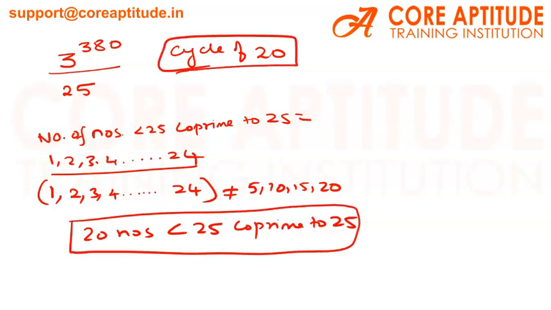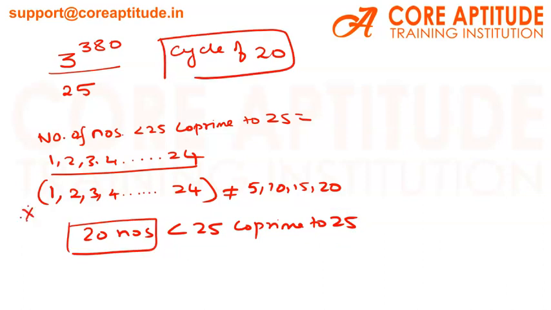So this is one way of finding the number of co-primes, and you got the cycle of 20. Again, this method is not efficient because I cannot manually count the number of co-primes for a number. So I need a better method. What is a better method? Can you write 25 as a prime factorization? The prime factorization of 25 will be 5 square.